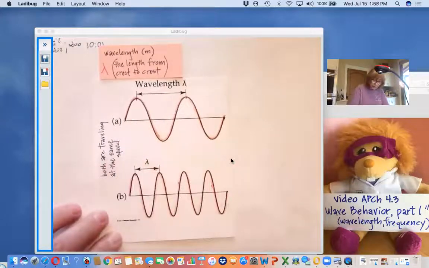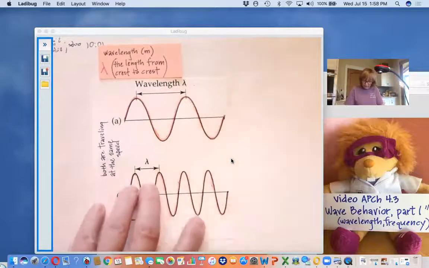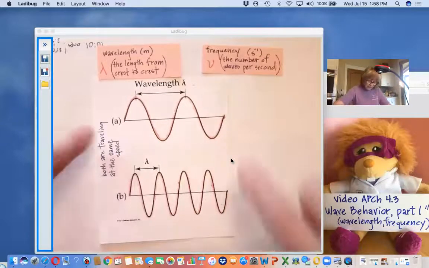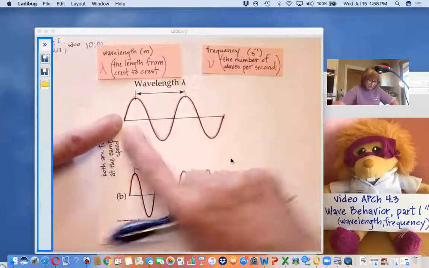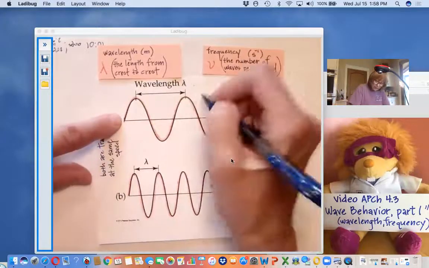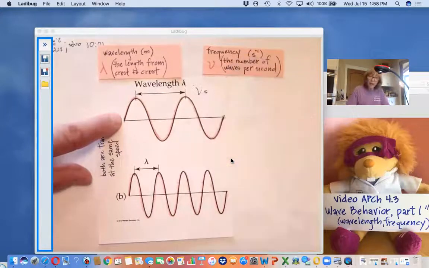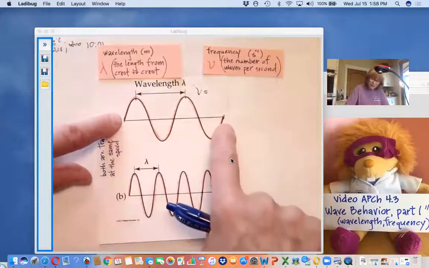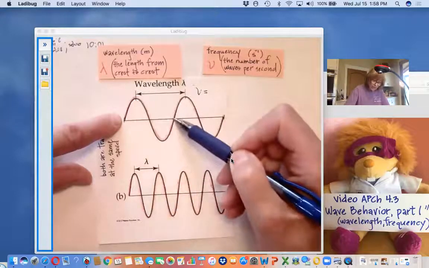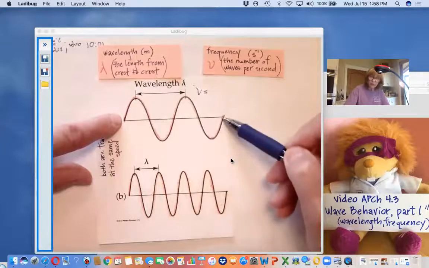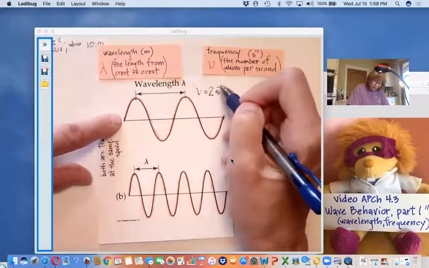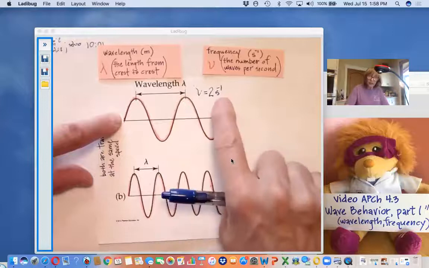Now let's talk about frequency. We said that frequency was defined as the number of waves per second. So if I say that this line right here represents a second of time, then the frequency is going to be how many wave cycles in that 1 second time interval. Here's a wave cycle, and here's another wave cycle. So this wave has a frequency of 2 waves per second, written simply per second.